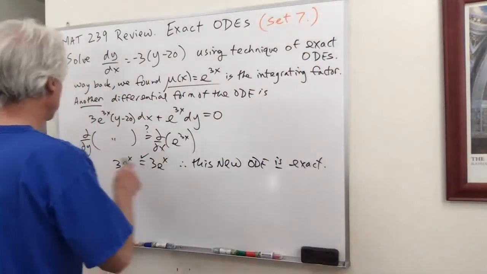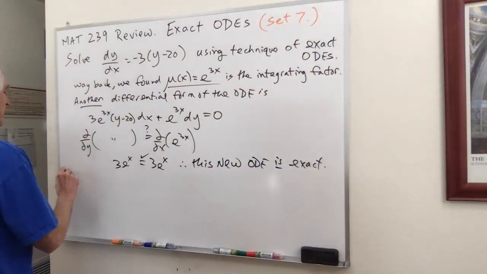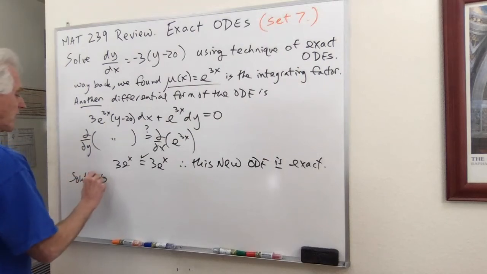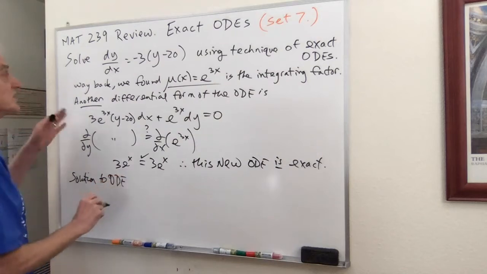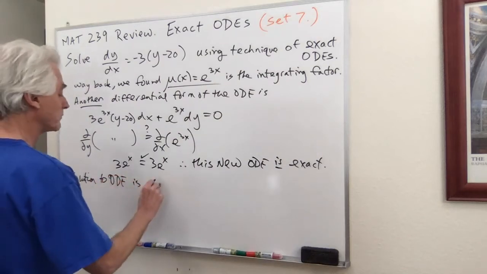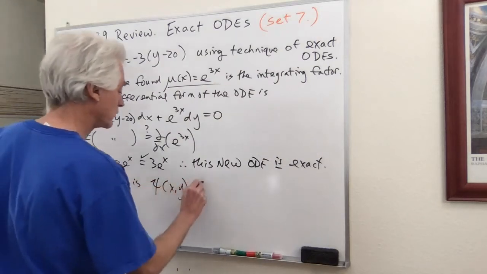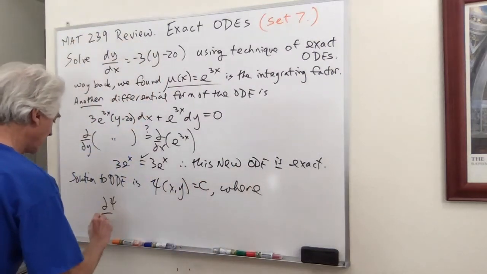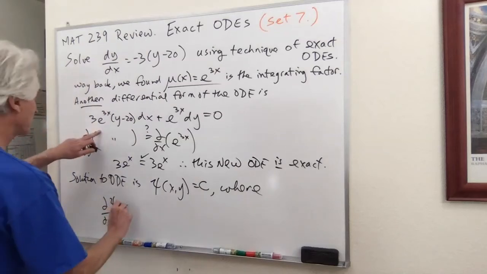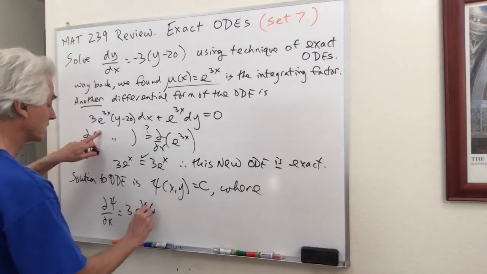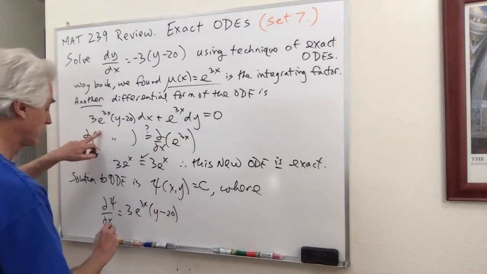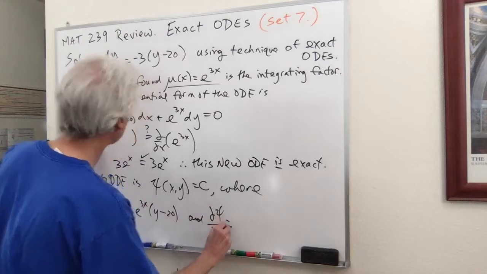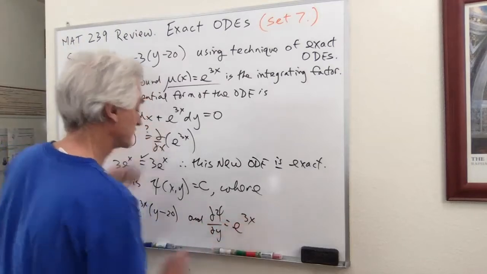So what this means is the solution to the ODE, no initial conditions yet, is psi of x and y equals constant, where d psi dx is 3 e to the 3x times y minus 20, and d psi dy is e to the 3x.